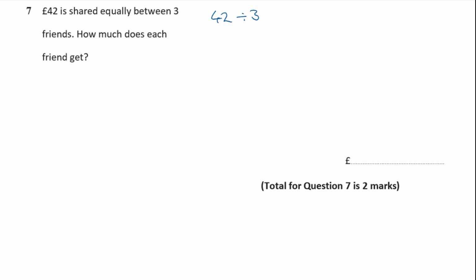I'm going to do this by short division. So I'm going to have a little bus stop like this. I'm going to write the 3 at the front and the 42 under the bus shelter. 3's into 4 go once, remainder 1. 3's into 12 go 4 times, remainder nothing. We're all done. That's 14. So it's going to be 14 pounds.